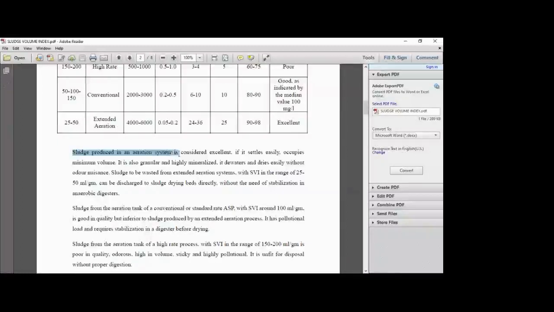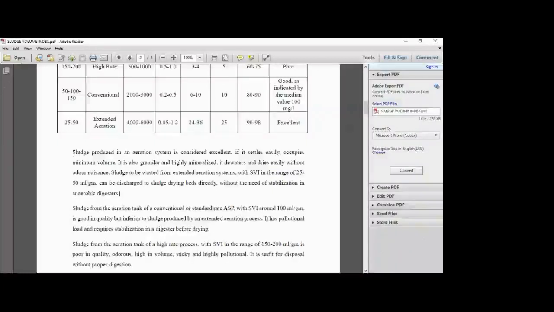Sludge produced in an aeration system is considered excellent if it settles easily and occupies minimum volume. It is also granular and highly mineralized. If you take it between the fingers, you'll see that it is highly granular, right? And it is highly mineralized, which means it is a good fertilizer. It dewaters and dries easily, without odor nuisance. So sludge wasted from extended aeration systems with SVI in the range of 25 to 50 ml per gram can be discharged into the sludge drying bed directly without the need of stabilization in the anaerobic digester. So this is very important.